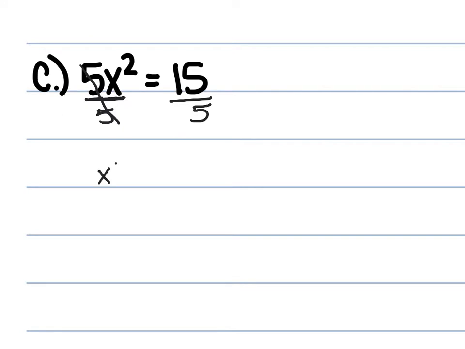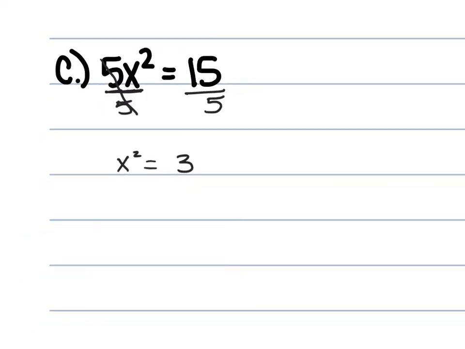So now we're at x squared. What is 15 divided by 5? 3. And now what am I going to do? Okay, take the square root of both sides. And when we do that, we get x equals plus or minus the square root of 3.